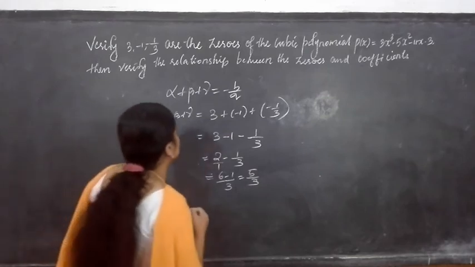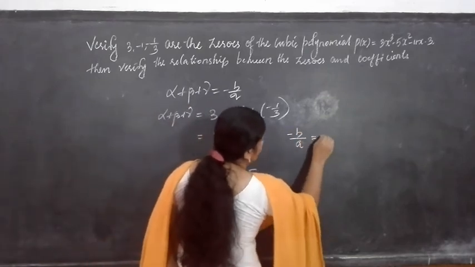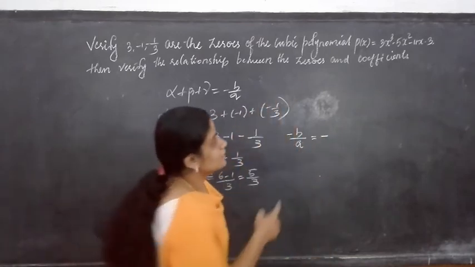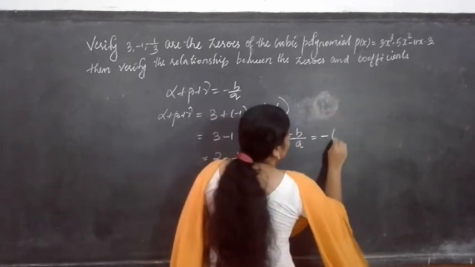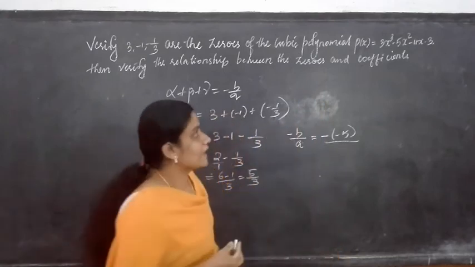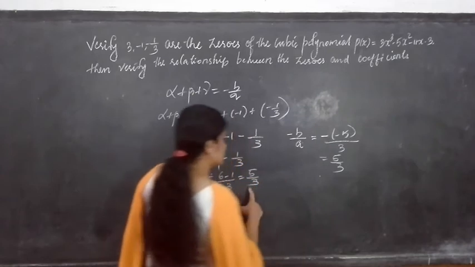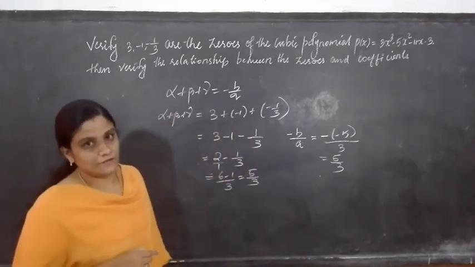Now let us check with minus b by a. What is b from the given question? b is the coefficient of x squared. That is minus 5. What is a? That is 3. So minus b by a is equal to 5 by 3. We got the same answer, so it is verified.